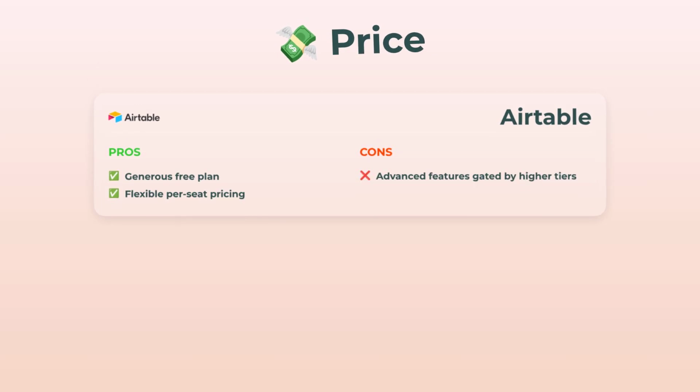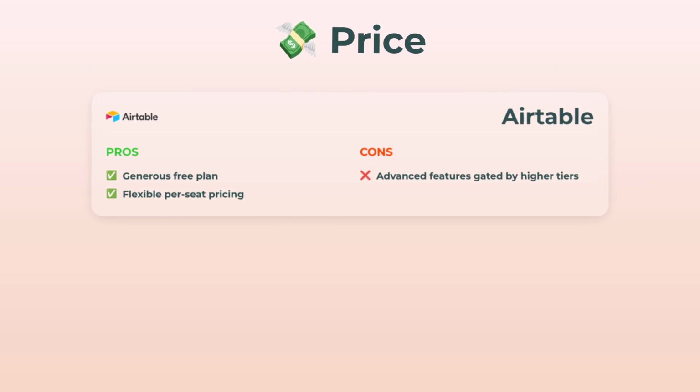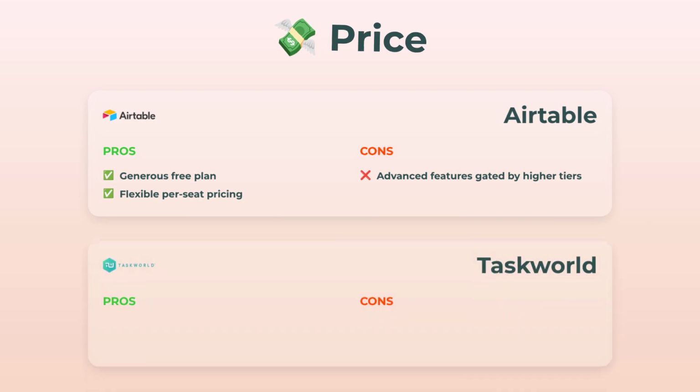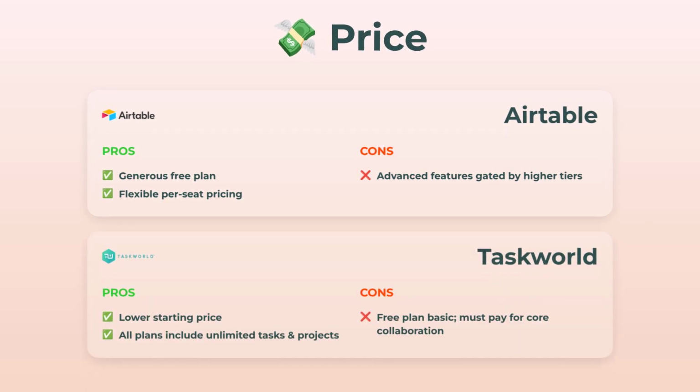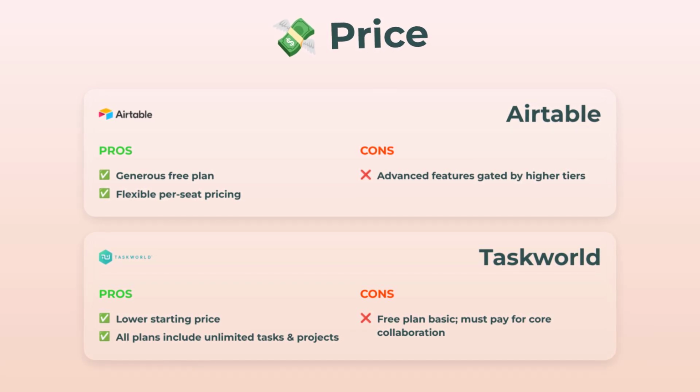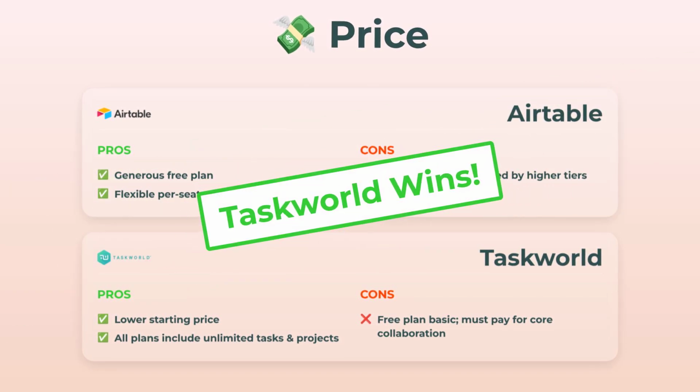Okay, first up, price. So Airtable gives you a pretty generous free plan. Honestly, you can do a lot before hitting any limits. But yeah, the cooler automation stuff kicks in only on higher tiers, which can get pricey. Now, Taskworld, their starting price is lower and all plans get you unlimited tasks and projects, so no nickel and diming there. Downside, their free plan is pretty barebones, and if you want to actually collaborate, you'll probably end up paying. Still, if you're on a budget or scaling fast, Taskworld sneaks ahead here.